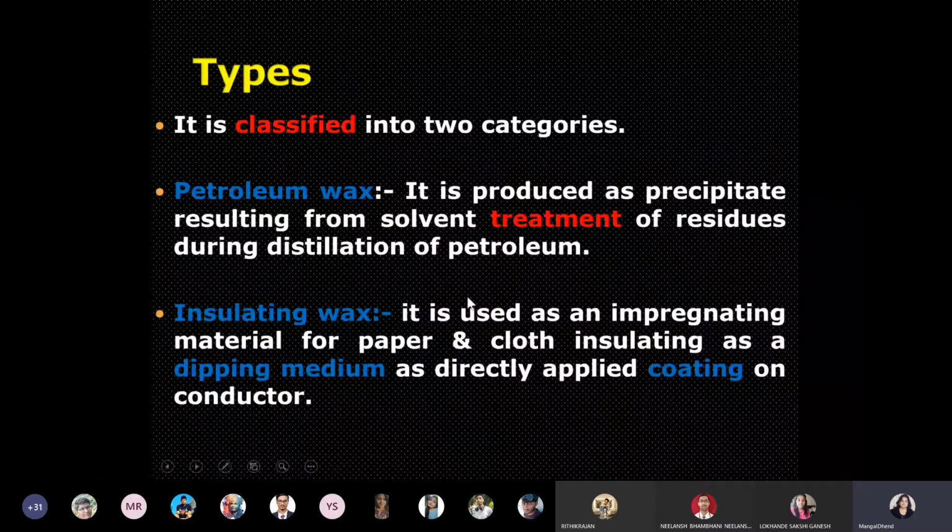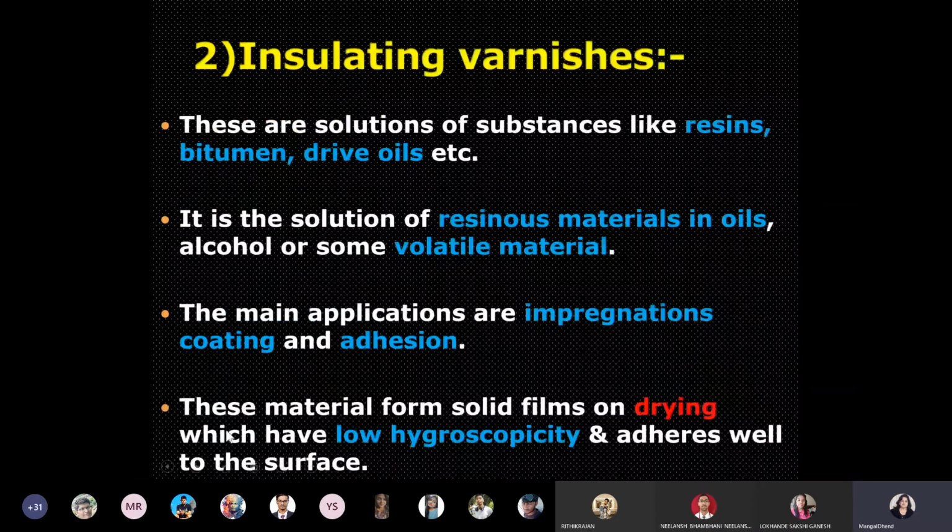Insulating wax is used as an impregnating material for paper and cloth. I will show you what is meant by impregnation, because again and again I am using the word, and that is now removed from the syllabus, but still I want to show you. It is used as a dipping material, meaning papers will be dipped in that liquid, as I told you, or as a coating directly applied on the conductor. So that is the other type of wax.